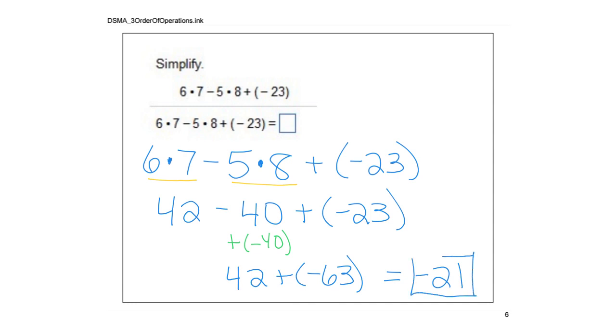Of course, you have your calculator to do all this, but we just want to make sure that you know the rules and you're working through some of these rules so that when we start adding variables in here and you can't use your calculator, you still know the rules.